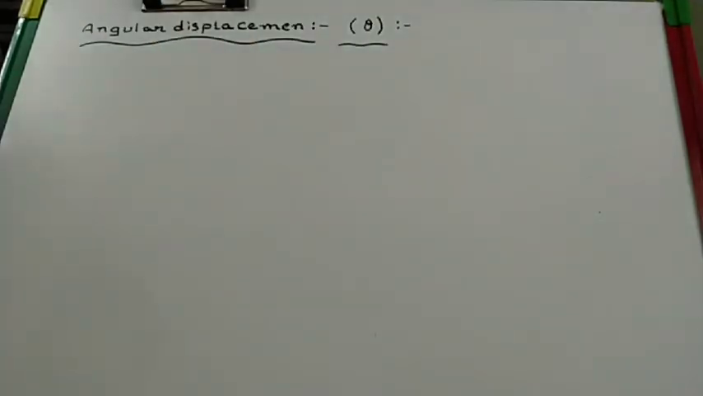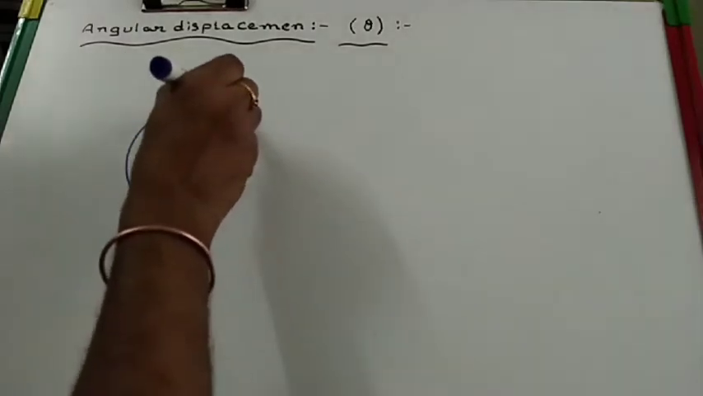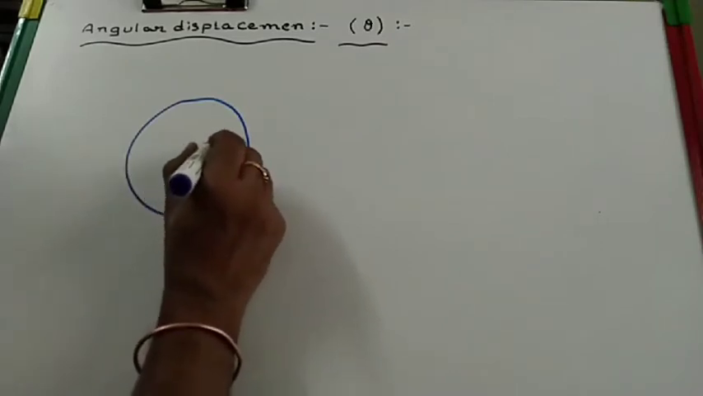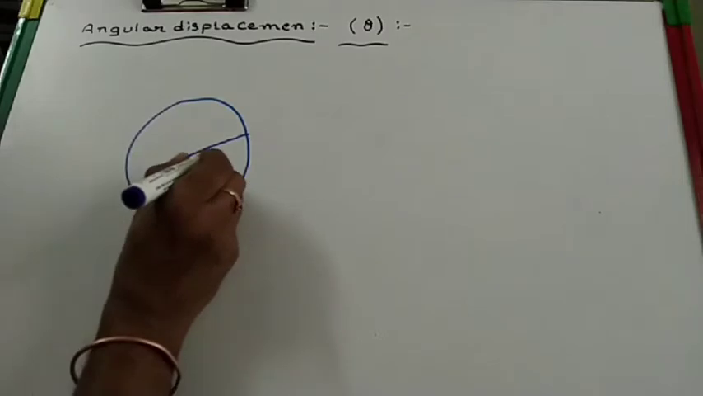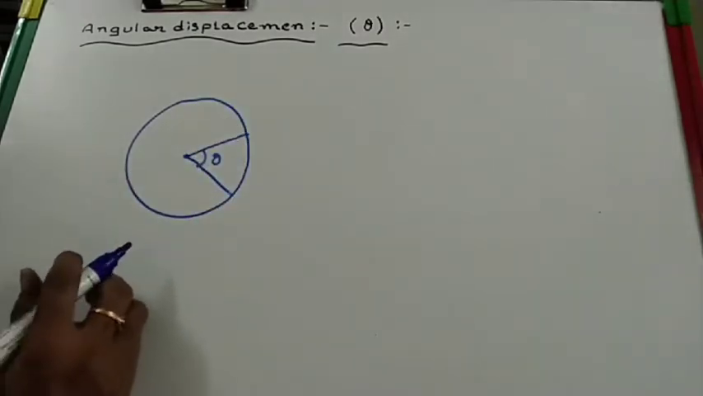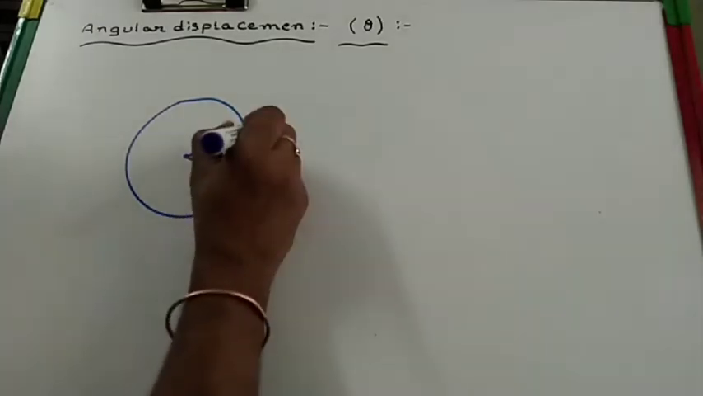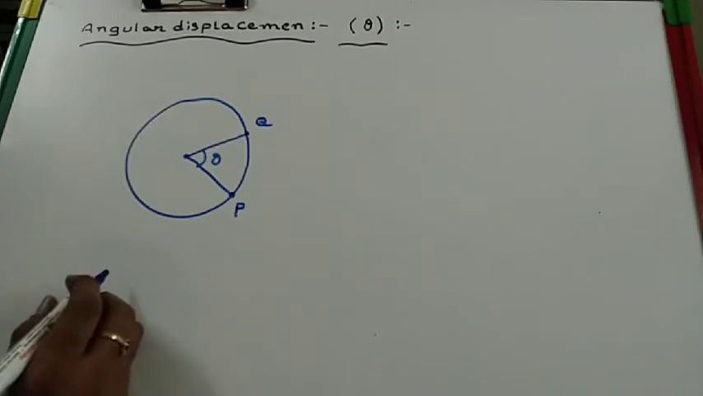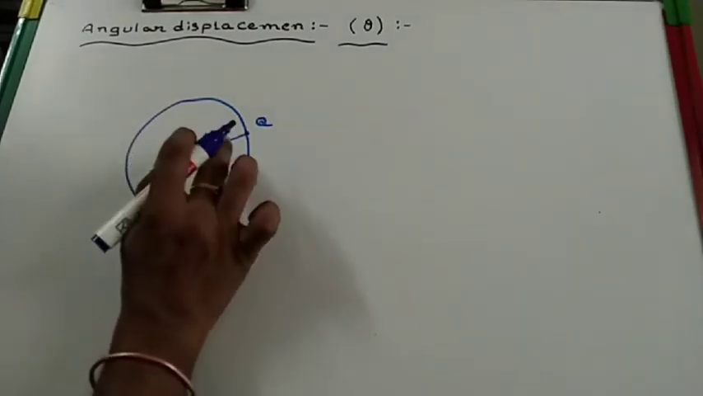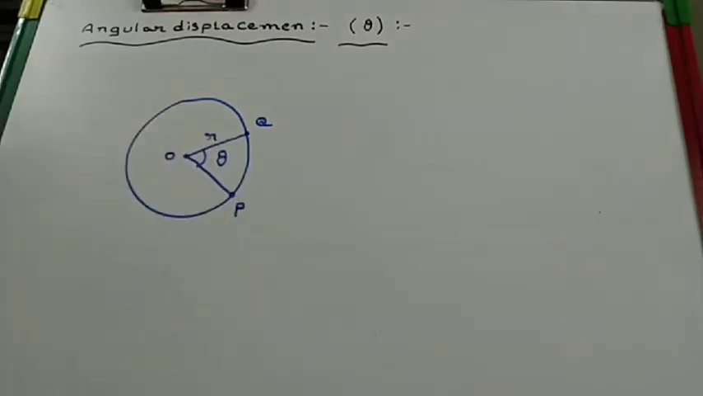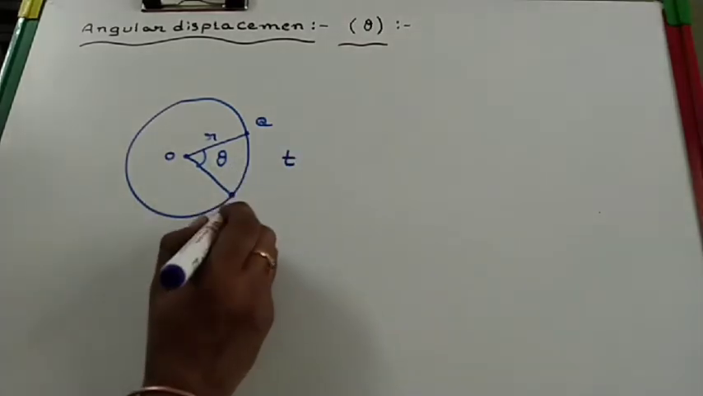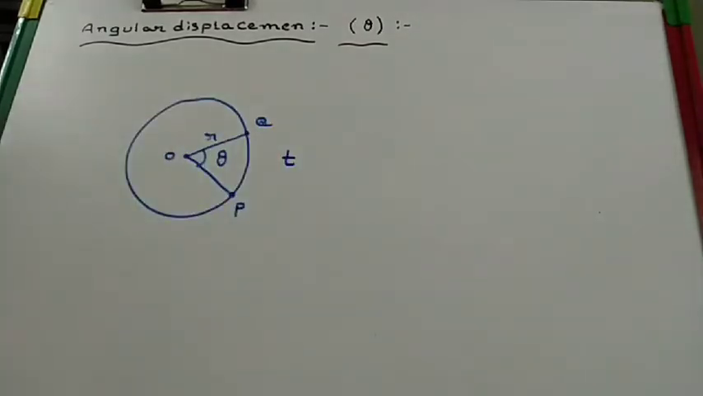Now go for discussion. Take a circle. This is the center. This is theta. This is an arc. This one is a point P. This is point Q. Here this is radius small r. This is O. The angle is theta. The time taken is small t to travel from P to Q. It is radius r, where PQ is considered as S.